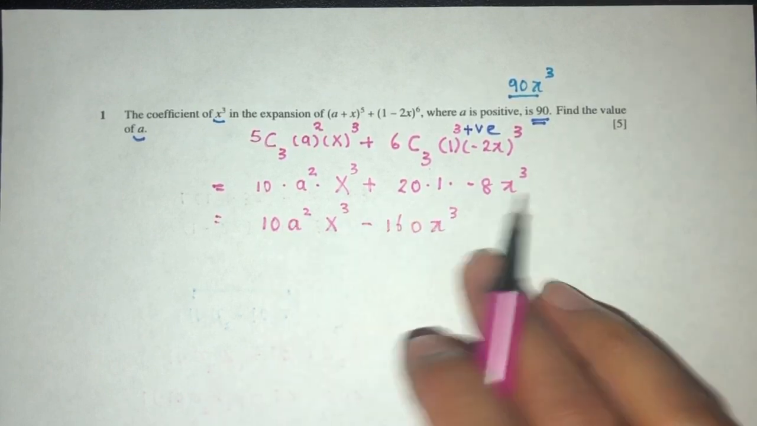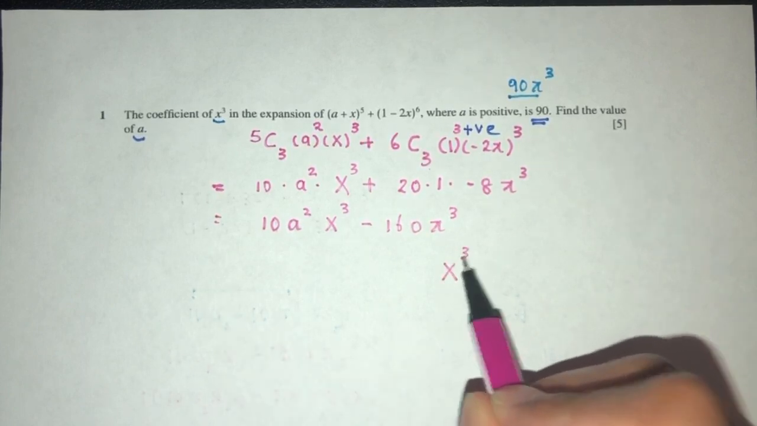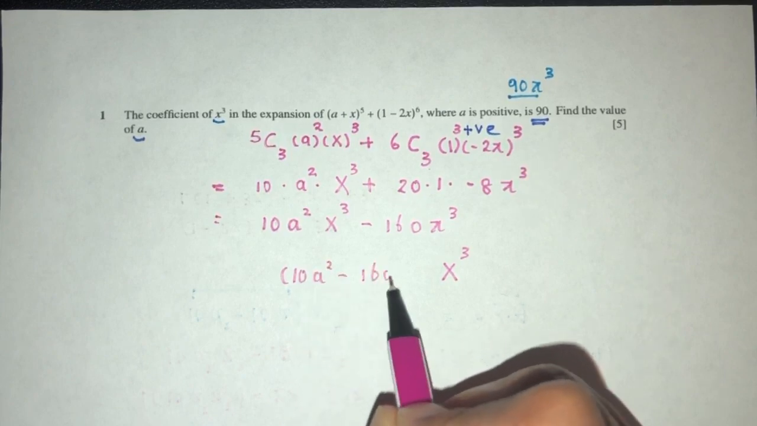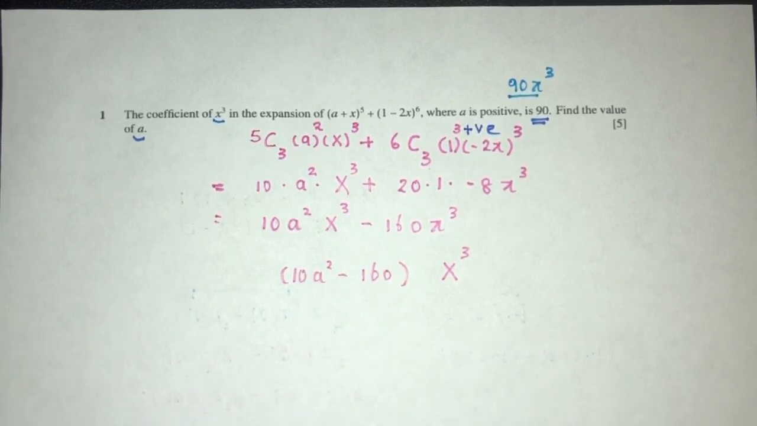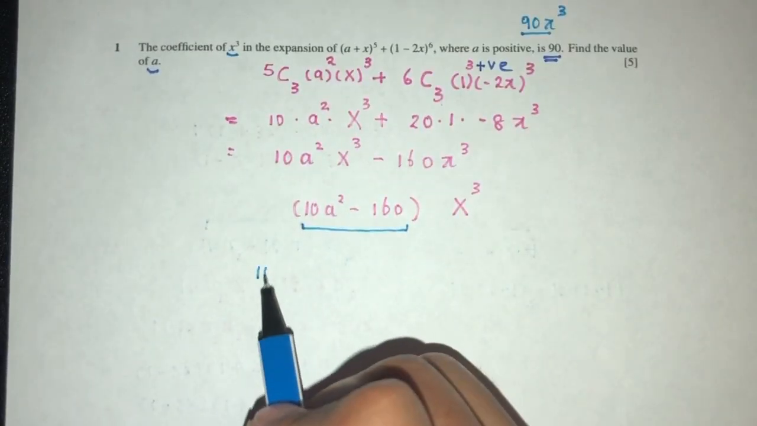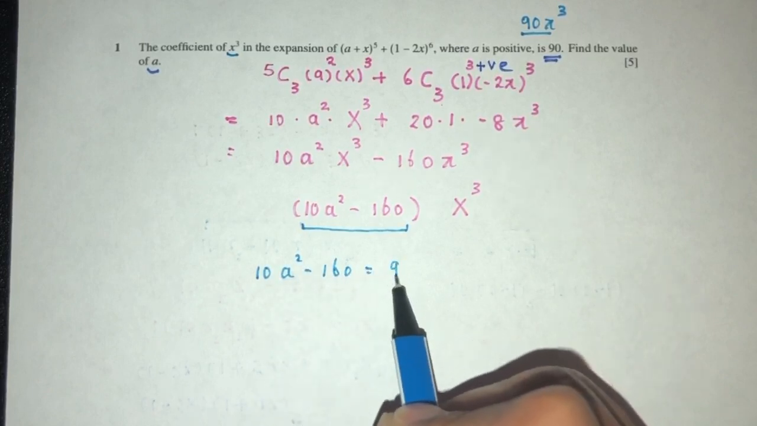Now let's try to factorize them together, or combine them together. We take out the value of x cubed. You will have 10a squared minus 160. Right. So now we know this thing here is supposed to be 90, given to you by the question. So let's equate. So 10a squared minus 160 is supposed to be 90.